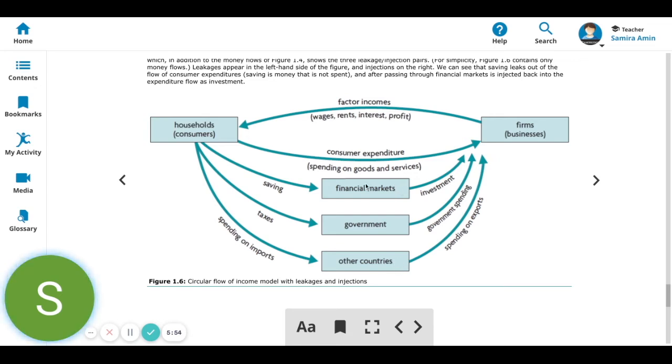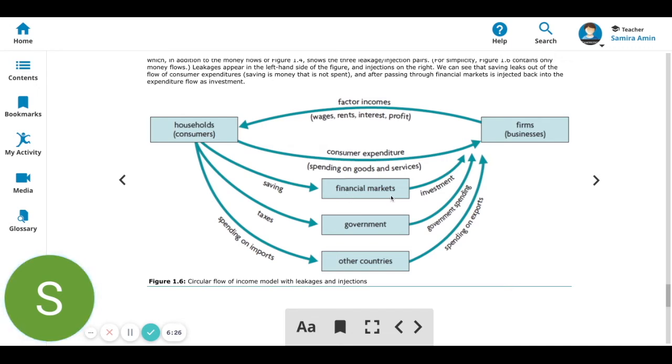So, what do we mean by financial markets? We can talk about banks or financial institutions as financial markets. What they do is that they encourage households to save. Okay, so households can do two things with the incomes that they receive. They can basically either save it or they can spend it. If they spend it, that's going to the firms, right? Because they're spending on goods and services. But if they save it, then they're putting their money in the banks.